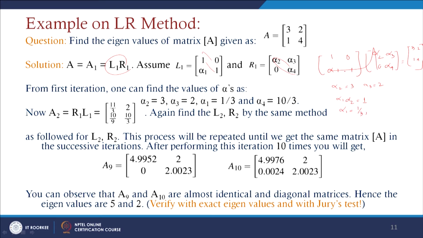Similarly, if you take the product of these two here, we have alpha 1 alpha 3 plus alpha 4, which is 4 here.